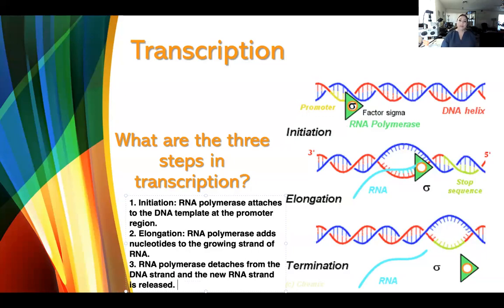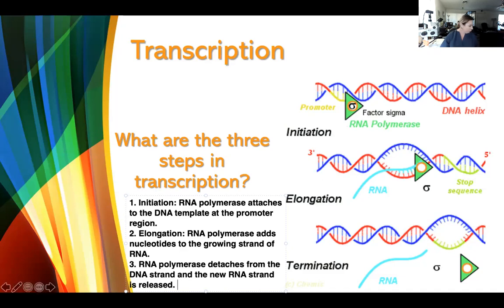Elongation, RNA polymerase is adding RNA nucleotides to the growing strand of RNA. I always say, elongation is making it longer, right? Termination, RNA polymerase hits a certain nucleotide sequence in DNA, it dissociates or releases, the RNA strand is released, and transcription ends. Now keep in mind that this all occurs in the nucleus.